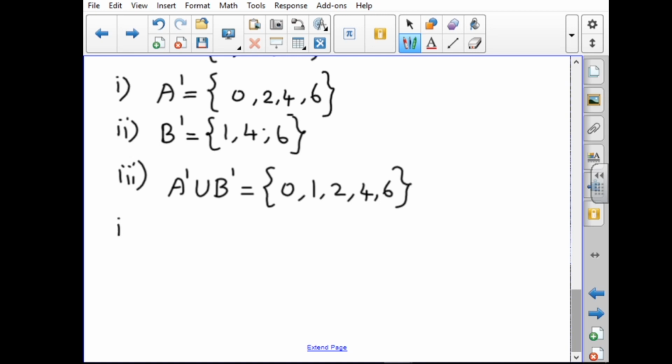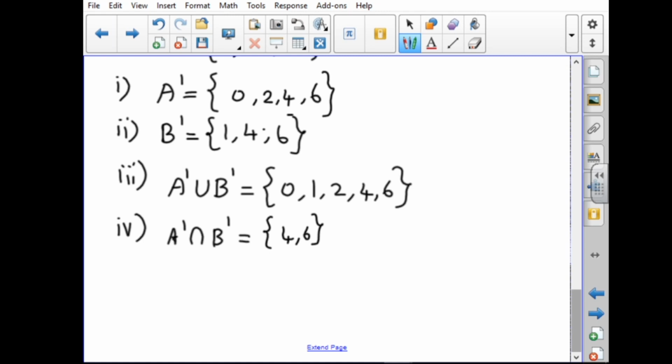Then the fourth one, A dash intersection B dash, that means the common elements of A dash and B dash. What are the common elements? 4 and 6. Okay, so 4 and 6.